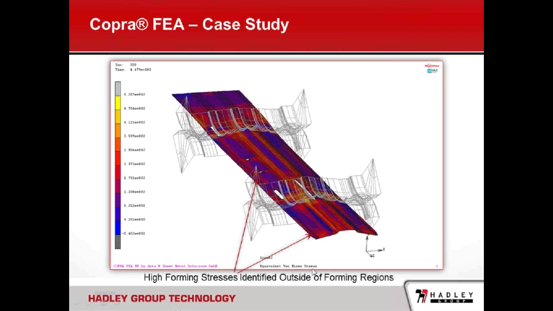Another example shows where high forming stresses appeared to be in the strip outside of the forming regions. The second roll forming pass is actually only bending in the center of the strip, but the stress was shown on the outer flanges of the strip.